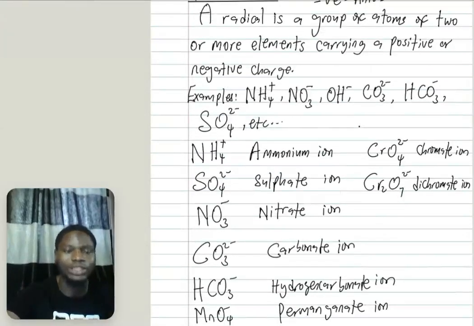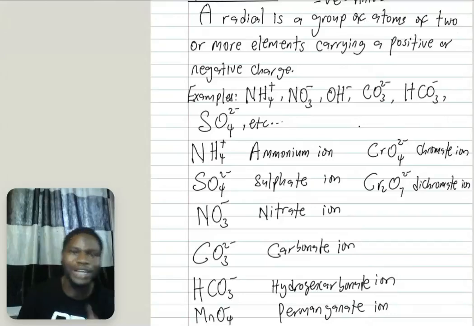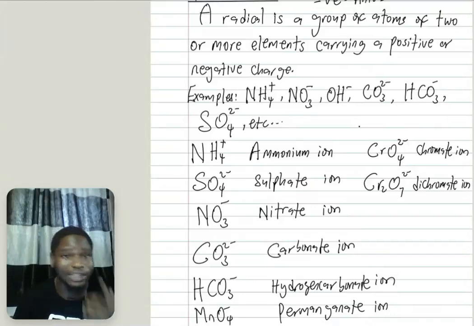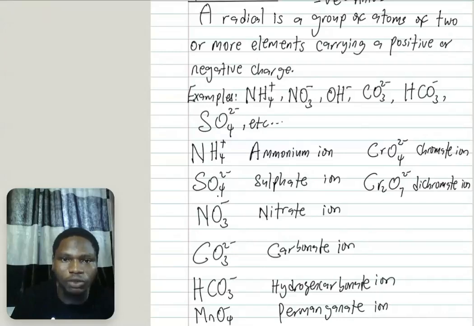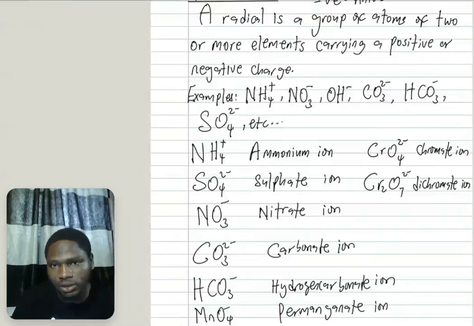We have to know the names. In case you want to write any chemical formula and they mention the name, you quickly remember that they are talking about this. NH4+ is ammonium ion. SO4 2 minus is sulfate ion. NO3 minus is nitrate ion. CO3 2 minus is carbonate ion. HCO3 minus is hydrogen carbonate ion. MnO4 minus is permanganate ion.